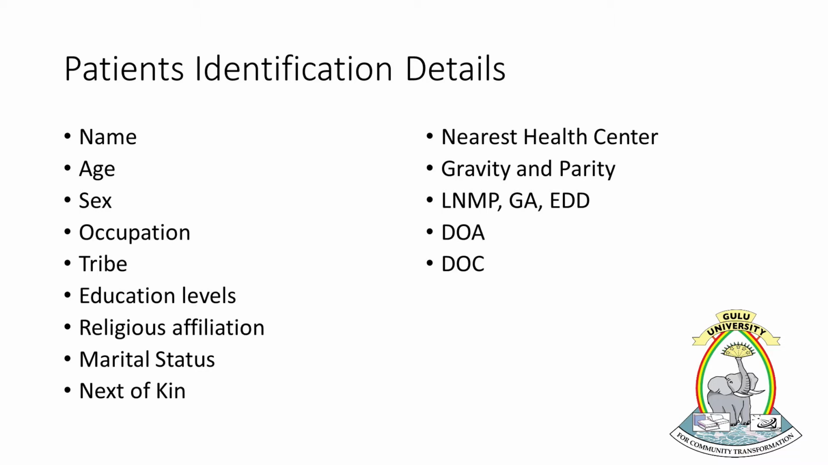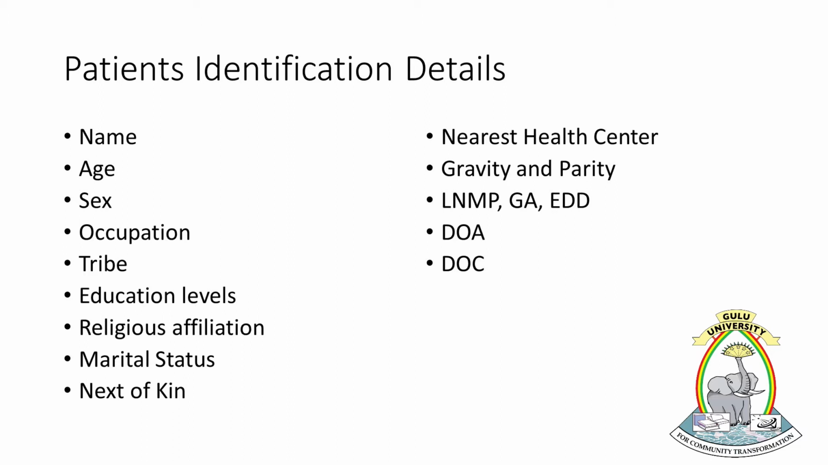If they're married or not, the next of kin will be the primary contact if anything happens, or if someone needs to be contacted. The next of kin is very key. The nearest health center should be noted so that in case of follow-up, you do not need them to travel a long way; probably they can be seen in the nearest health center.